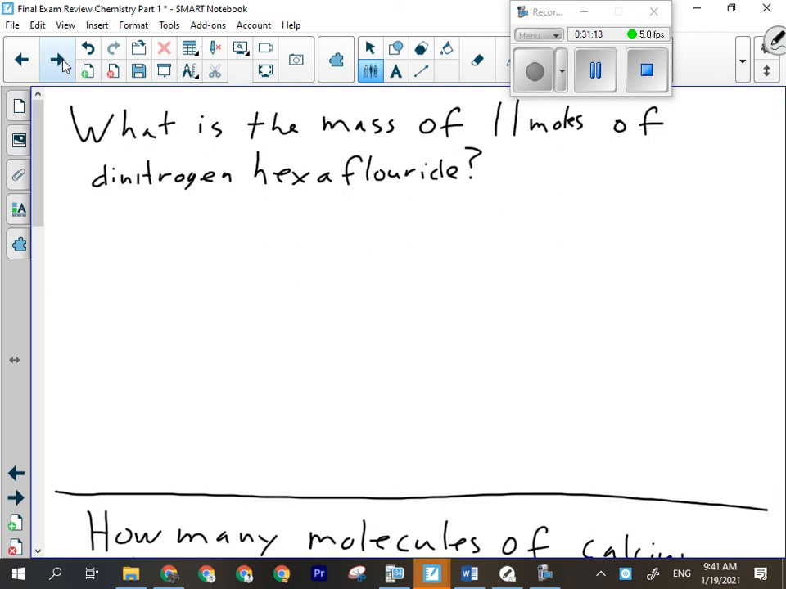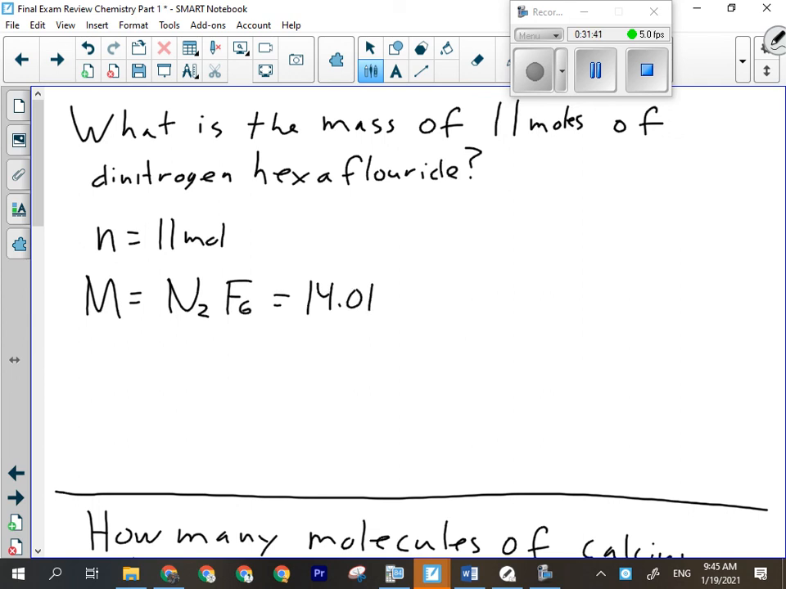Okay. This one you're looking for mass. They're telling you the number of moles, and it's dinitrogen hexafluoride, a molecular compound. So we have 11 moles, so they told us what N is. And they tell us it's dinitrogen hexafluoride. So 2 nitrogens, 6 fluorines. Okay, so now I've got to do that.